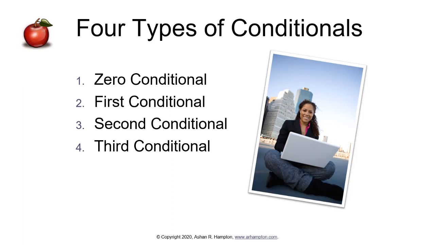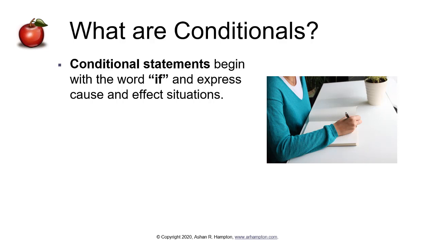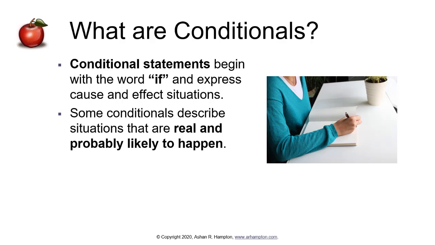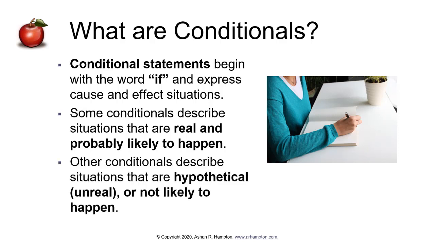In English grammar, there are four types of conditionals: zero conditional, first conditional, second conditional, and third conditional. What are conditionals? Conditional statements begin with the word if and express cause and effect situations. Some conditionals describe situations that are real and probably likely to happen. Other conditionals, however, describe situations that are hypothetical, unreal, or not likely to happen.